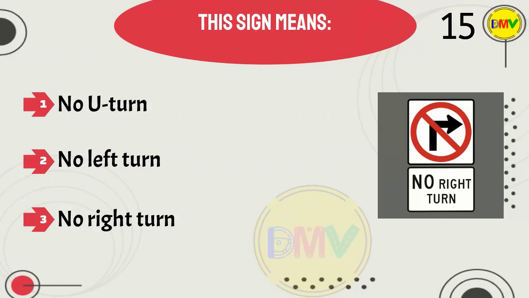The question 15. This sign means 1. No U-turn. 2. No left turn. 3. No right turn. The correct answer is 3. Where this sign is posted, it is prohibited to make a right turn. It would be unsafe and unlawful to make a right turn at an intersection with this sign.